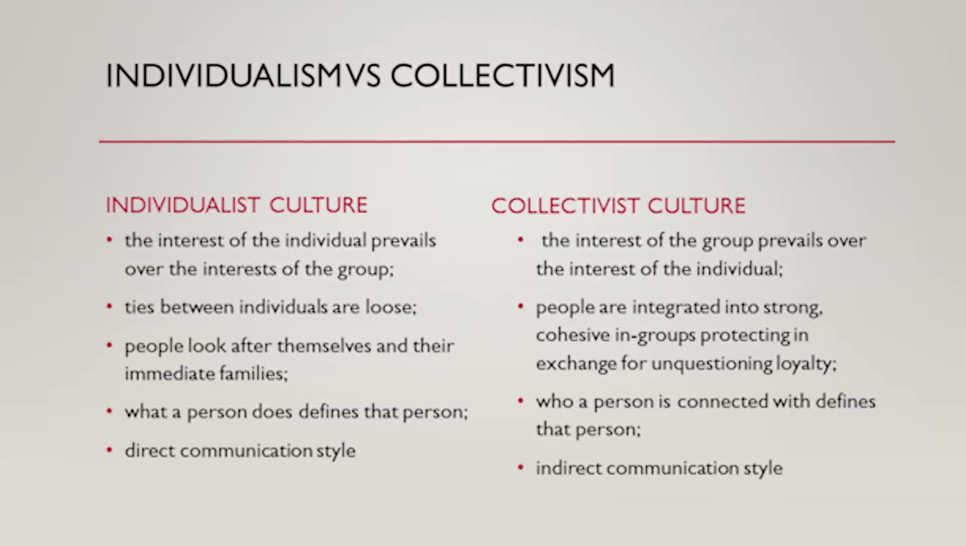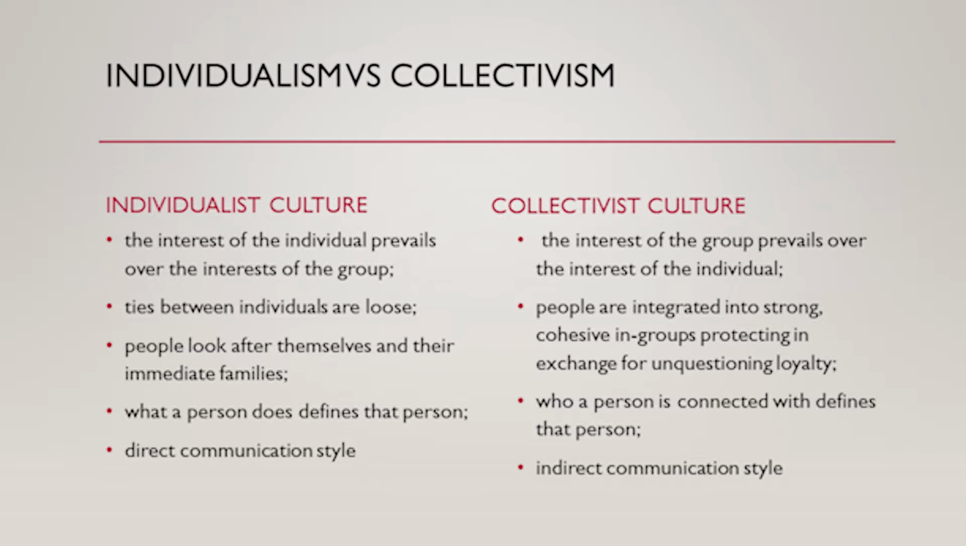So, to summarize, this dimension describes if a culture prioritizes individual freedom or group harmony, if people put themselves first, or if they put others, their social group, first. Here's a side-by-side comparison of these two opposite values. In individualist cultures, the interest of the individual prevails over the interests of the group. In collectivist cultures, that's the other way around.